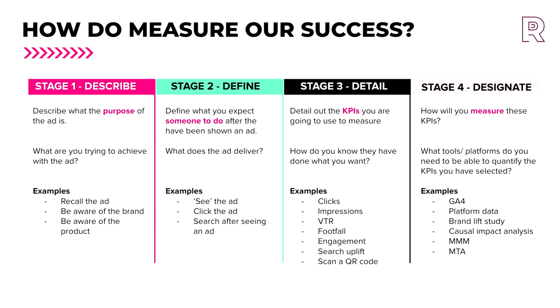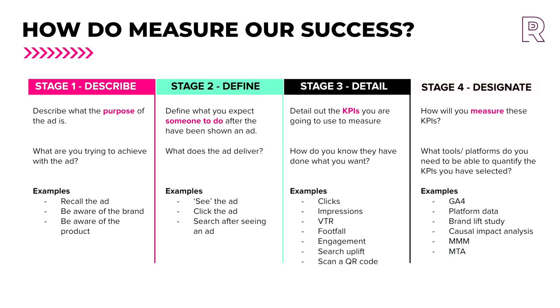Are you trying to get someone to recall the ad? Do you want them to be aware of the brand? Is it product awareness that you want to drive? You can then take that to understand, once you've decided what you want the ad to do, what do you expect the person to do once they've seen the ad? What does it deliver? Do you want them just to look at the ad? Do you want them to click the ad? Then moving on to the next stage: what KPIs do you need to use that relate to that expectation? Is that a click? Is it view-through rates? Is it footfall? Is it search lifts? Is it scanning QR codes?